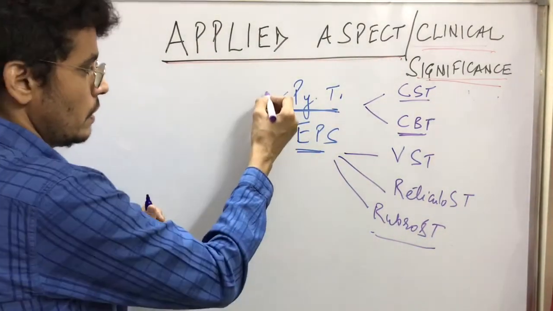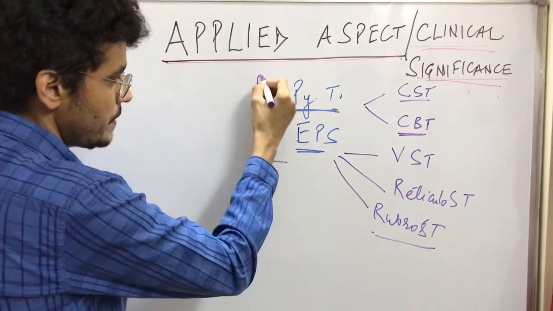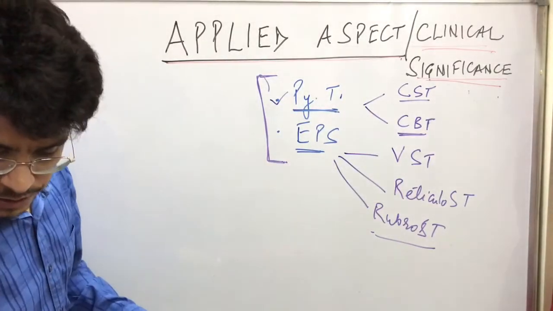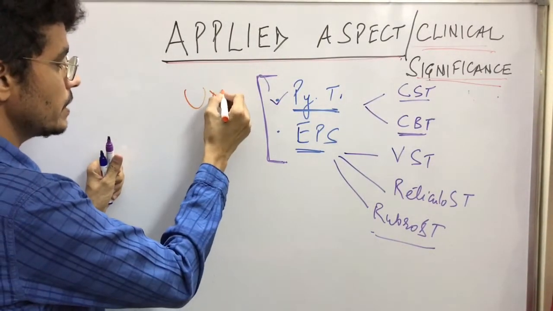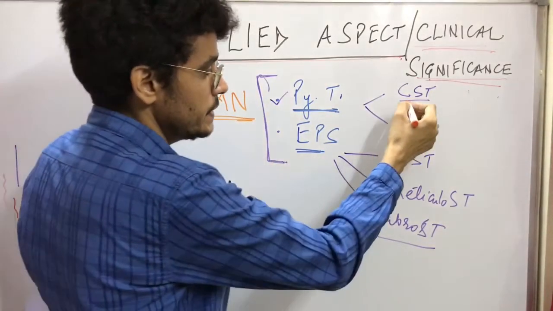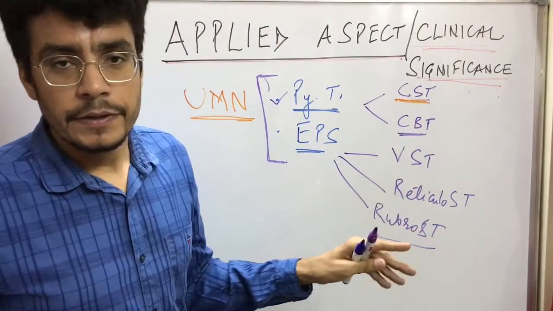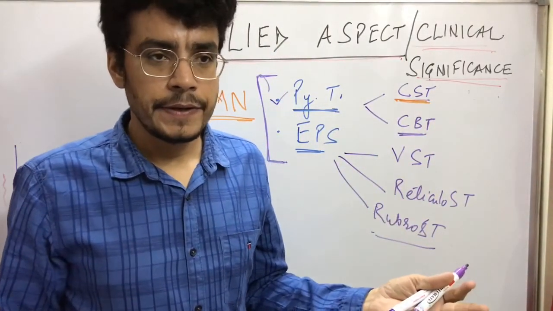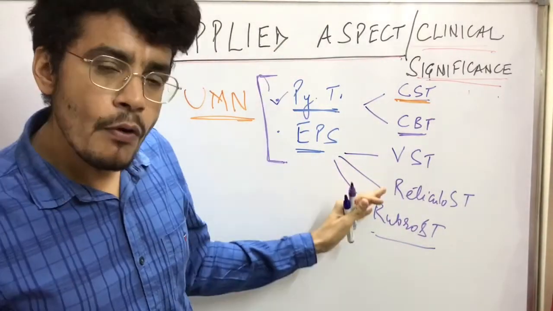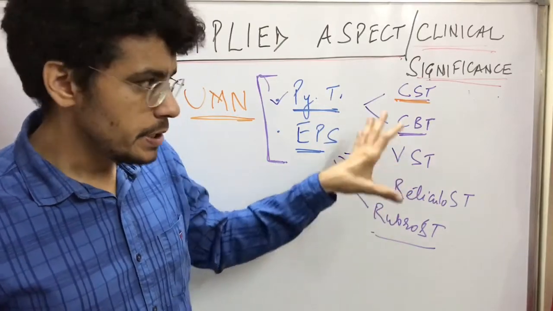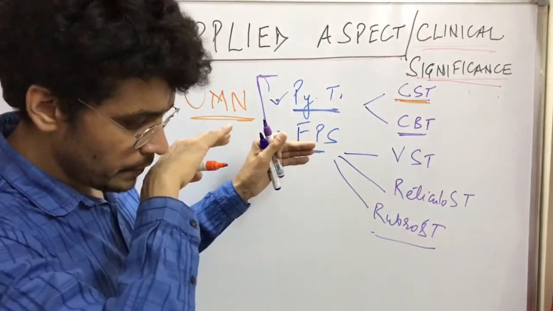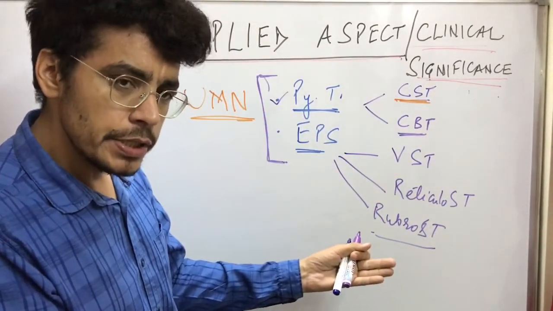Now, all these tracts, whether pyramidal or extrapyramidal, are called upper motor neurons because they are coming from the upper side. Now, a bit about these things. The corticospinal tract helps in performing voluntary movement. All these upper motor neurons take part in voluntary movement. And how do they take part? By controlling the lower motor neuron.